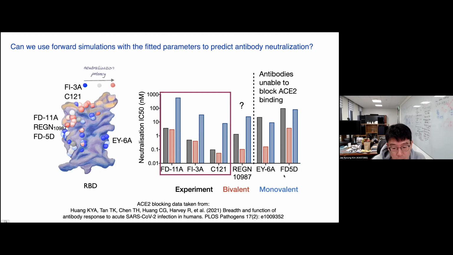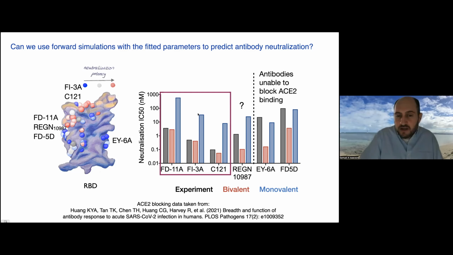But there's an interesting thing. So basically, these three antibodies, which are able to neutralize, we're able to very well predict how well they're able to neutralize. And what Anna noticed that was very clever was that for all the ones where we were giving good predictions, the binding site was near the end of the RBD. So this is the RBD structure, a picture of it. And this is the binding site. And so here's the F13A, it's right at the end. The C121, it's right at the end. The FD11A is right at the end.